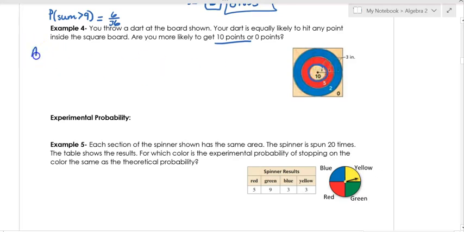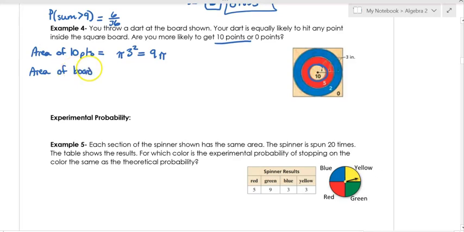And so if we find the area of the 10-point circle, then we're going to do pi r squared, and the radius of that is 3. So pi times 3 squared, which is just 9 pi. Okay, and now if you want to find the probability of hitting 10 points, then you need the area of the board, because that's the total area that you can possibly hit. So it's the total options.